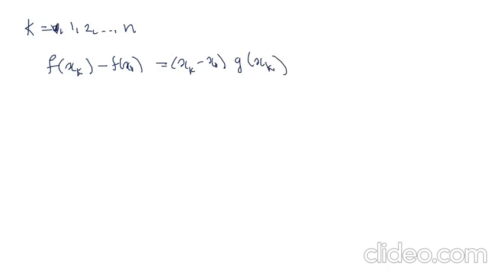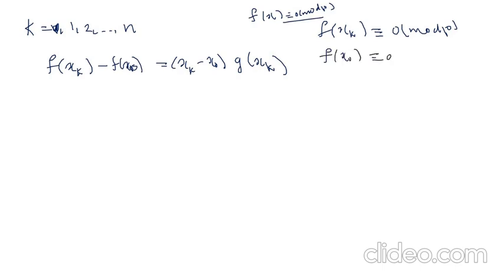Sorry, not 0, for k equal to 1 to n, f of xk minus f of x naught equals xk minus x naught into g of xk. Since f of xk is congruent to 0 mod p, because x0, x1, x2, etc. xk are incongruent solutions of f of x congruent to 0 mod p, each xk satisfies this condition. Therefore, f of xk is always congruent to 0 mod p, and here x0 is also a solution. Therefore, f of x0 is also congruent to 0 modulo p.